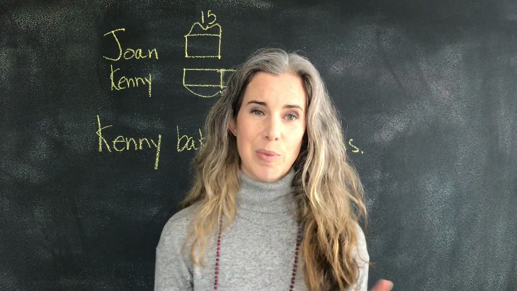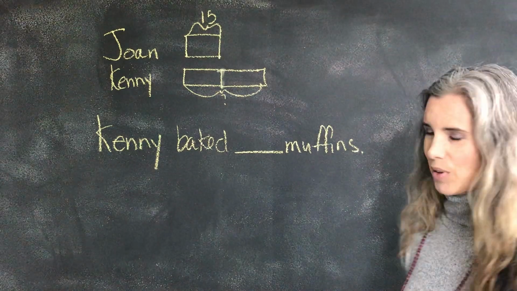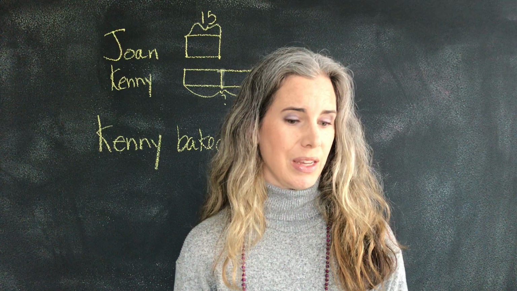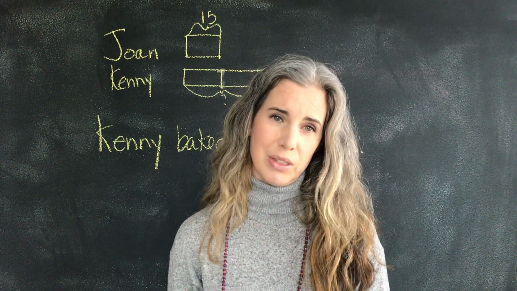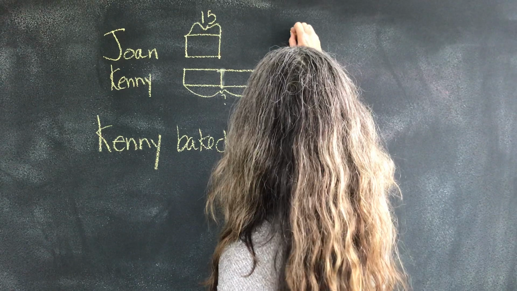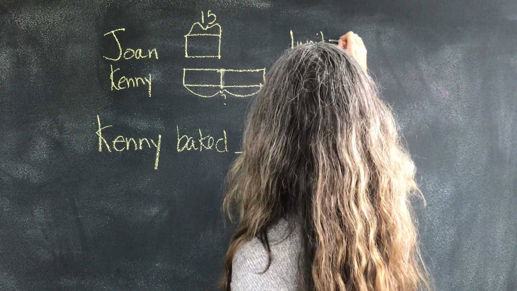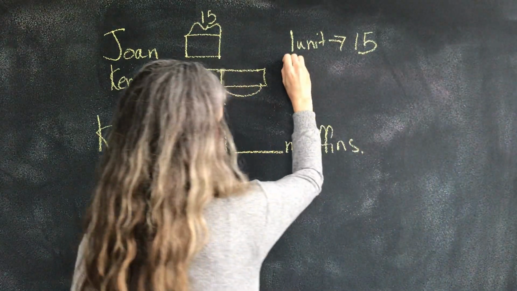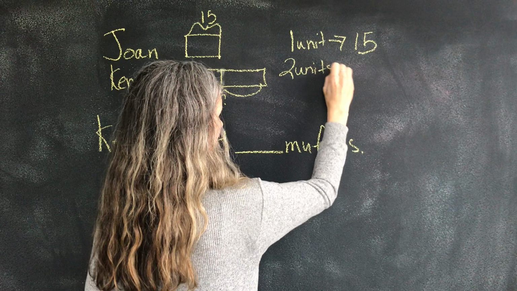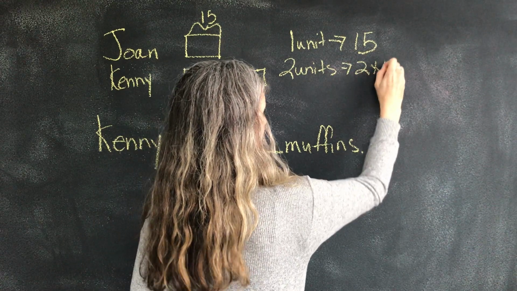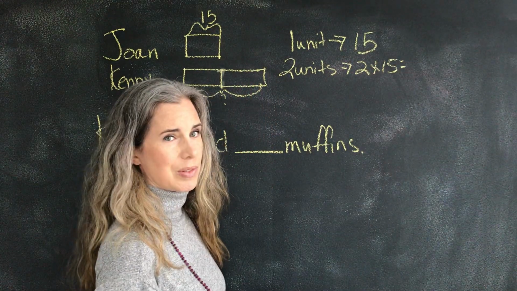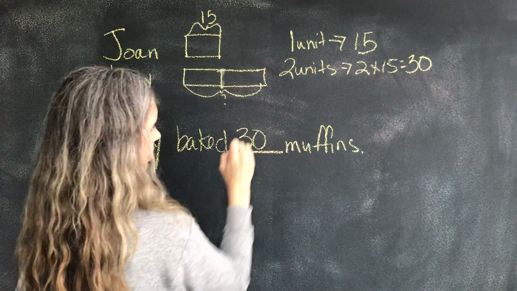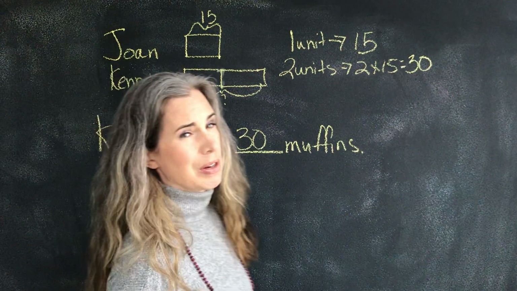You should have something like this. Okay. So let's go ahead and solve for Kenny. How many does Kenny have? So if I know that 1 unit is 15, and I'm trying to find 2 units, 2 times 15 should get you 30. So Kenny has 30 muffins. Kenny baked 30 muffins.